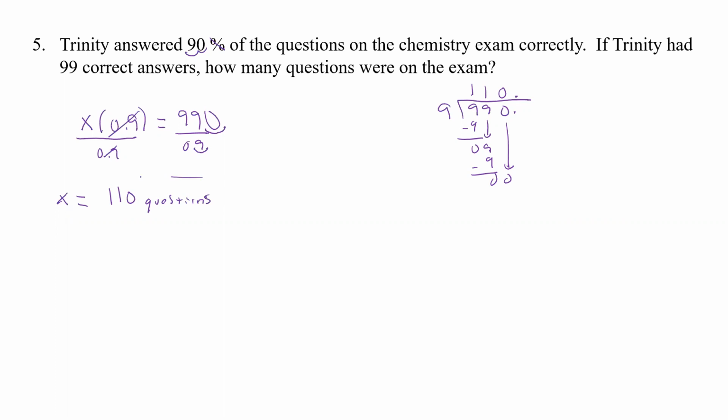Okay, and does that make sense? Well, if you take 90% of that, 0.9 times that, well, that gives us 99. So that makes sense for that question. So this is one of those easy ones where the math is easy, setting it up is easy, and we don't have too much difficulty.